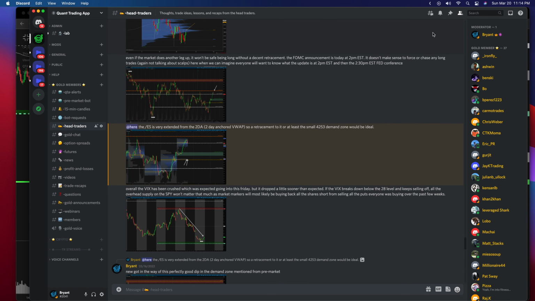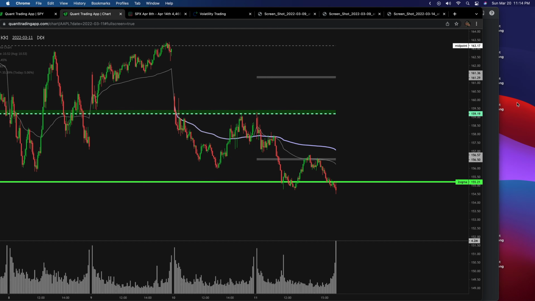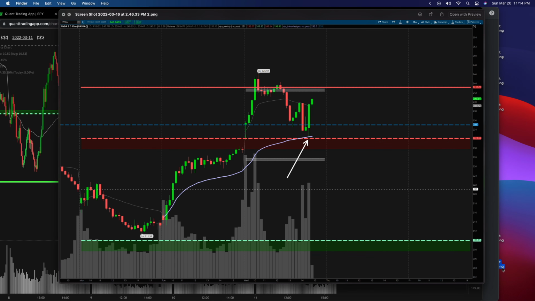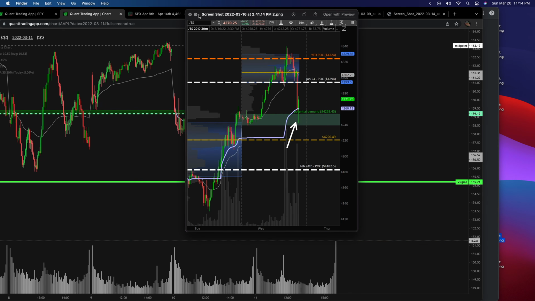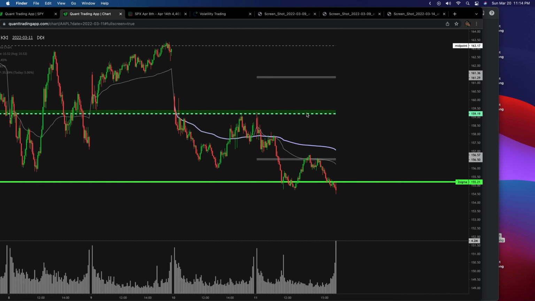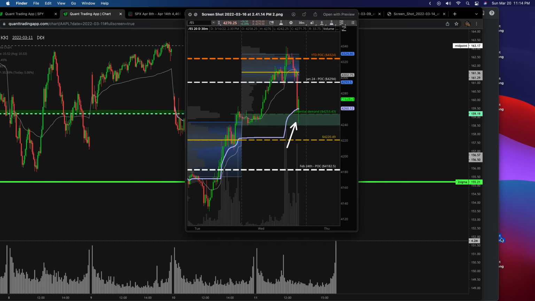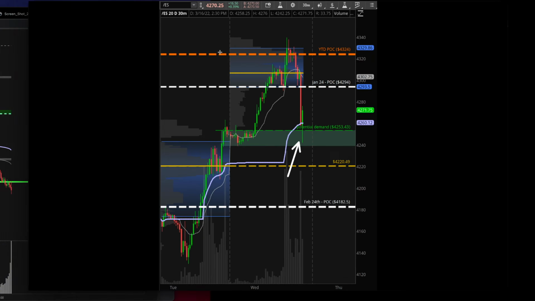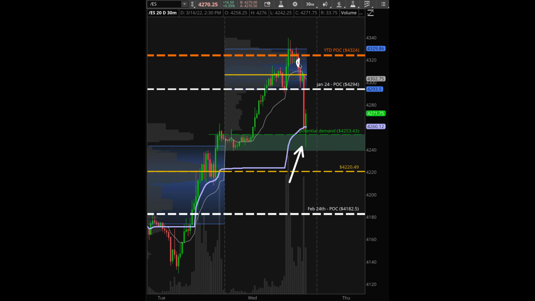If I were to show you guys the screenshot here, that's what this was. So this is exactly how it ended up playing out. Sorry about that. Let's just make this full screen right here. This was pre-market. Market was struggling at the year-to-date point of control. We pull back. Powell's talking, blah, blah, blah, 2 p.m. Eastern time. Market sells right off. Well, look at that. The 2-day anchor VWAP is right in this area.